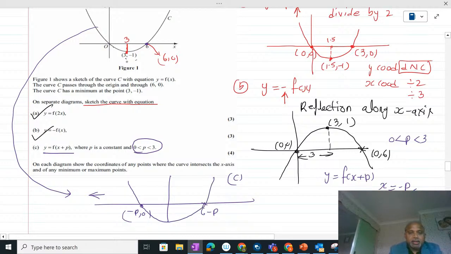Okay. Now, here it was 3 and minus 1. So this point will be 3 minus p and minus 1 remains the same. So this will be 3 minus p and minus 1. So this completes part C of this question.